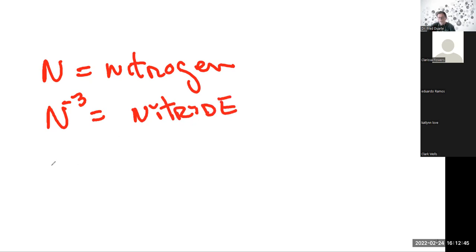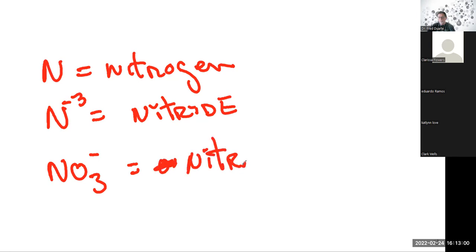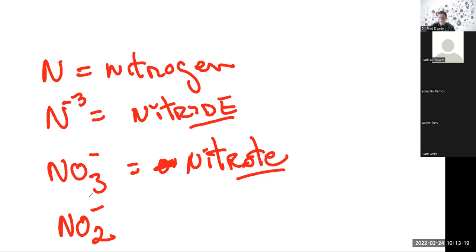Now, nitrogen can also combine with oxygen, with 3 of them specifically, and create this polyatomic ion packet. And its name is called nitrate, okay? Notice the endings, ide, ate, okay? There's 2 examples, at least the ones we're going to introduce in Chem 130 here, the other one has 1 less oxygen than the nitrate, and that is called nitrite.